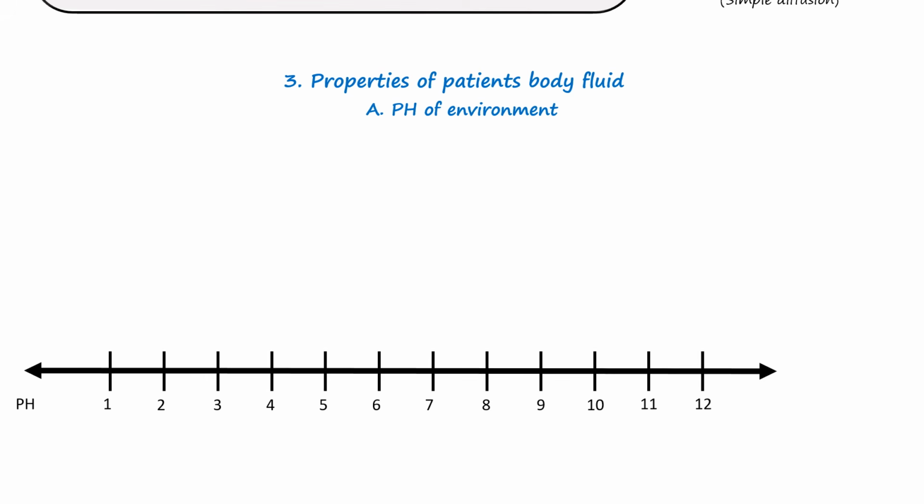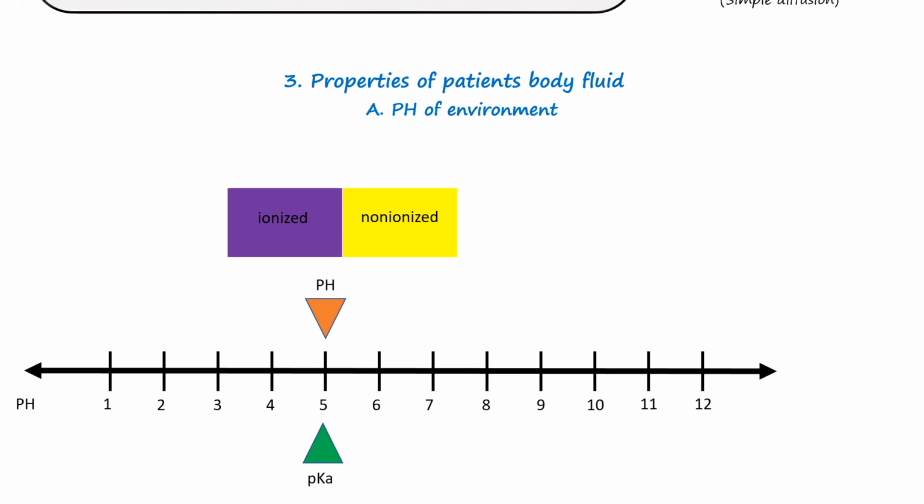Distribution of drugs also depends on the properties of the fluid where it gets distributed. These properties are pH of the body fluid, total body water content, and the protein level of the body fluid. Let's look at the pH of the body fluid first. The interaction between pH and the drug's pKa determines the proportion of the drug that is non-ionized or lipid-soluble, or whether it is ionized. When the pH of the environment matches the pKa, the drug is 50% ionized and 50% non-ionized. Now, most drugs are either weak acids or weak bases.